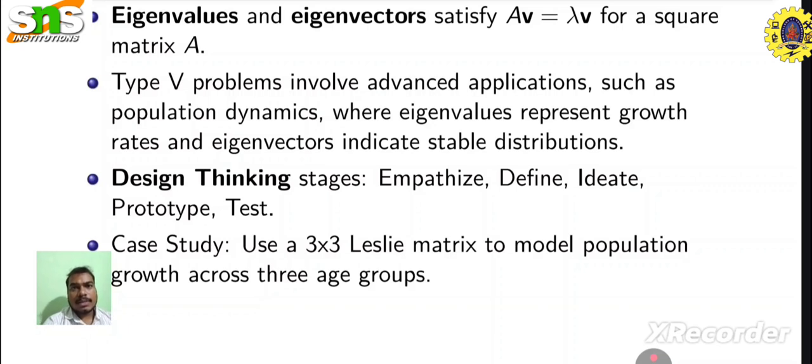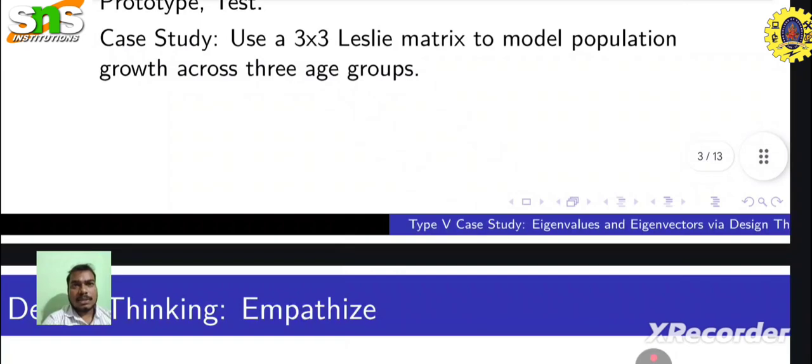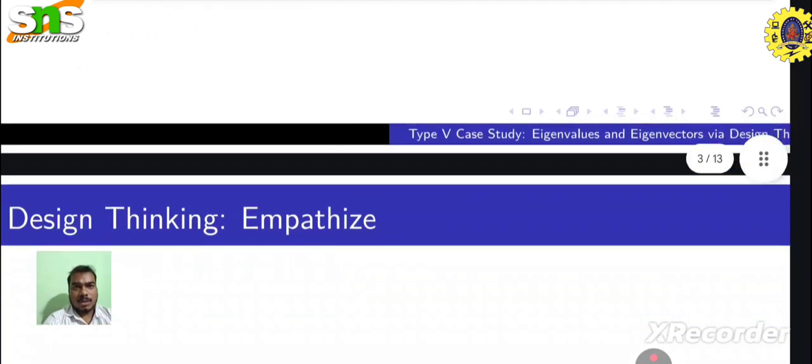So the design thinking stages are empathize, define, ideate, prototype, test. The case study uses a 3 by 3 Leslie matrix to model population growth across the three age groups.